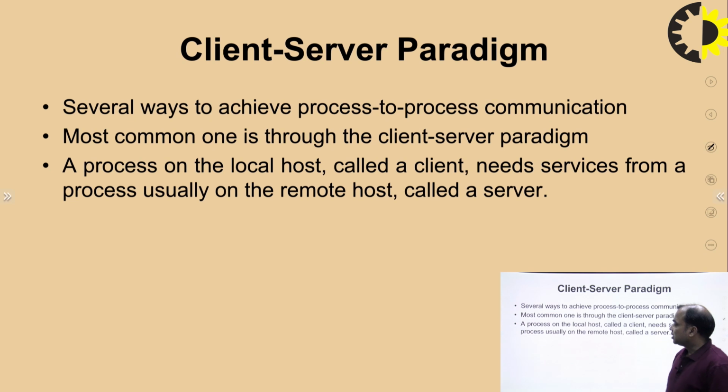Next, what is the client server paradigm? There are several ways by which we can connect computers, and several ways to achieve this process to process communication, which we do in the transport layer. The most common one is the client server architecture. One client is connected with a server, and that server is responsible for sending and receiving data. A process on a local host is called a client and needs service from a process, usually on a remote host, called a server. This is how one process is connected with another process with the client server paradigm.